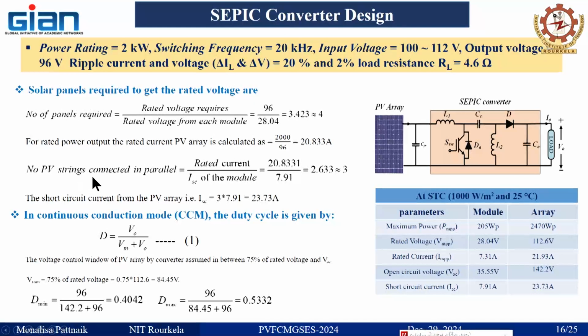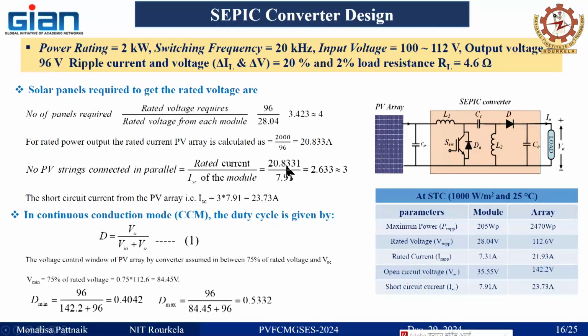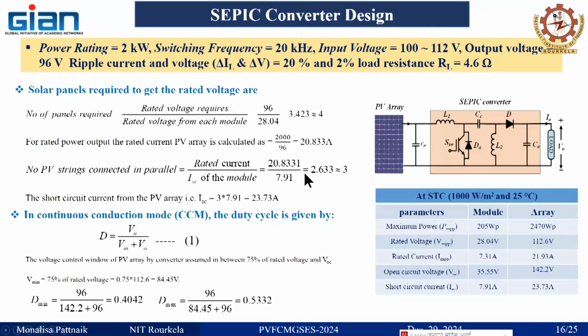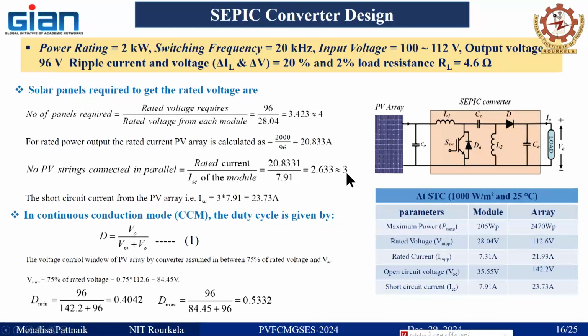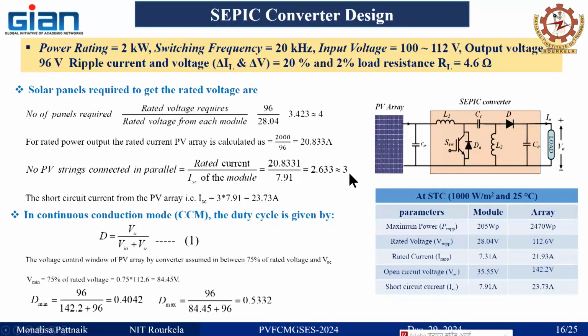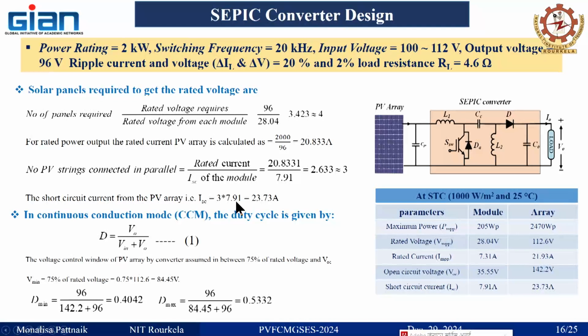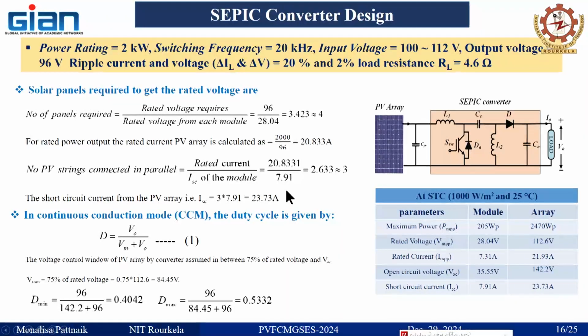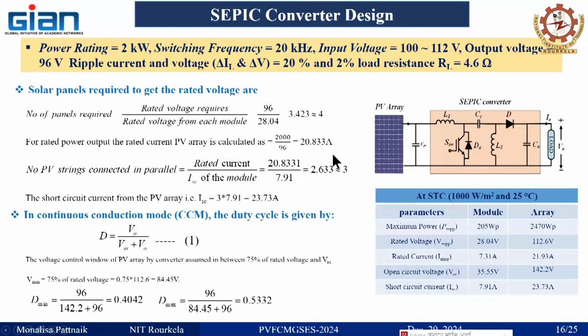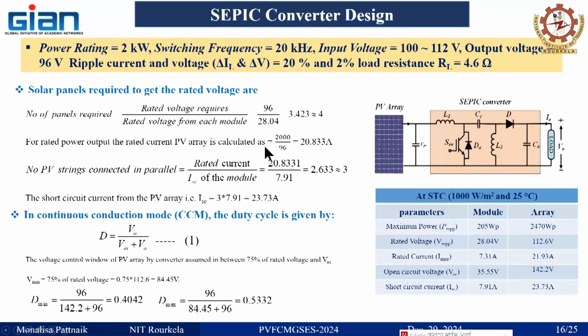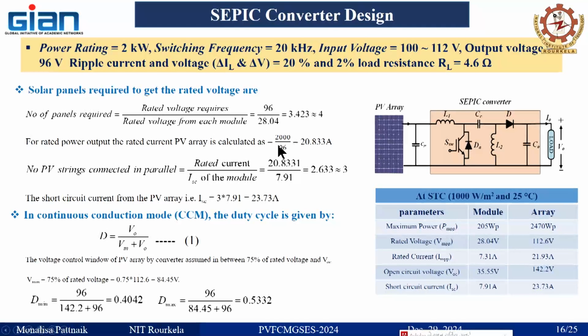The number of PV strings is the rated current divided by the ISC of the module. Our rated current for 2 kilowatts is 20.833, divided by 7.91, which gives 2.633, that is, 3. So we connect 3 strings in parallel to get the desired current. The short circuit current is 3 times 7.91, which is 23.73 amps. So by using 4 modules in series and 3 strings connected in parallel, developing this array, we can meet our rated output.